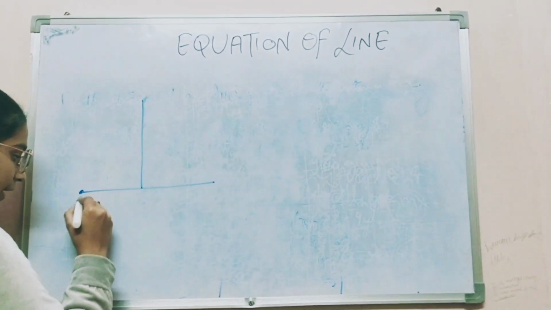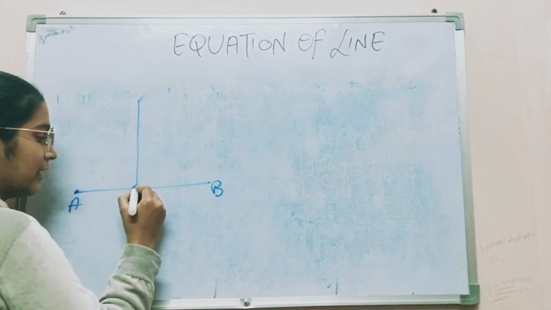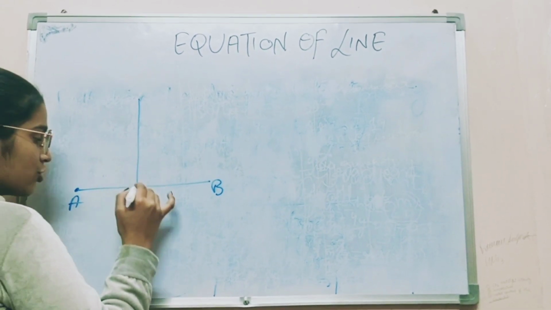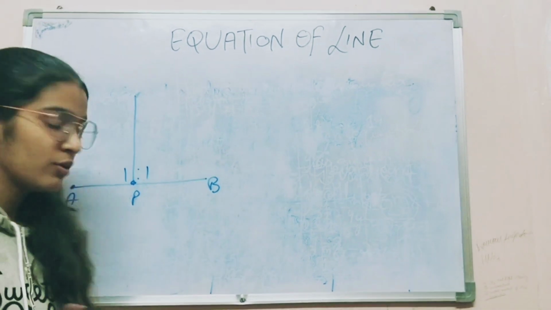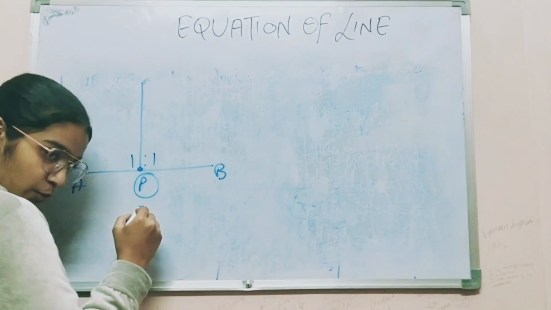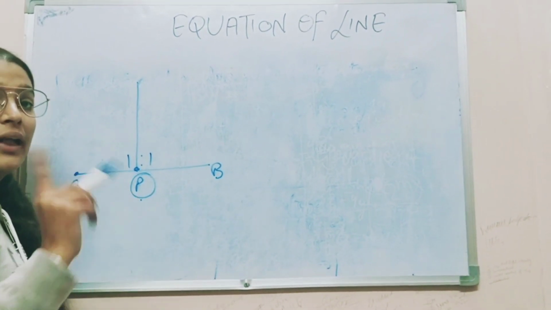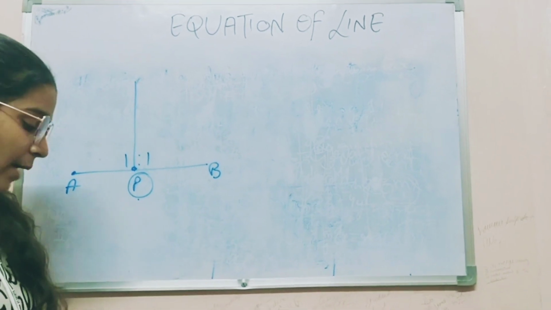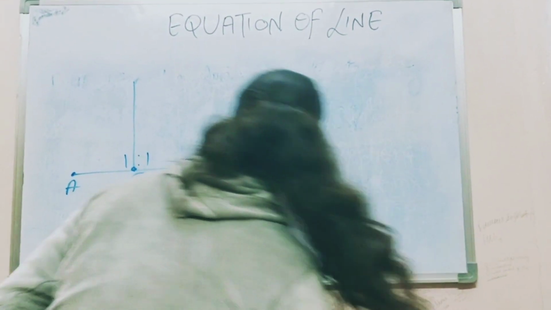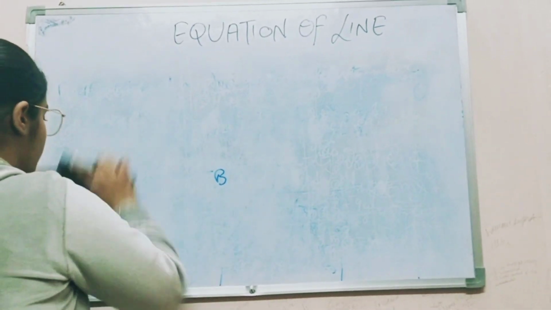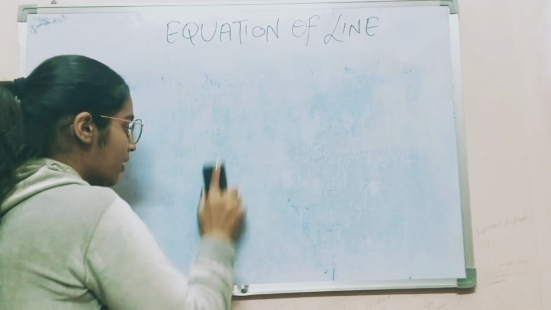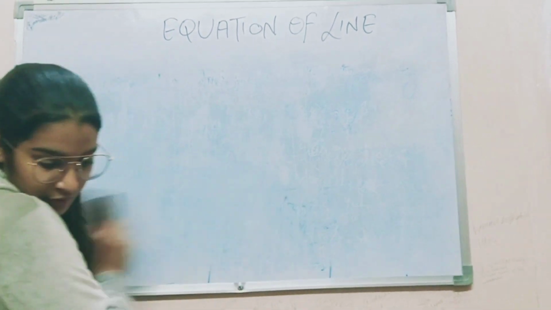Let me tell you, this is a point A, this is a point B, and this point P is being divided in the ratio 1:1, or we can say equal ratio. So this P can be our midpoint, this P can be our median, this P can be our bisect. So it's basically dividing the line into two equal parts. So let's try one question with the word median.